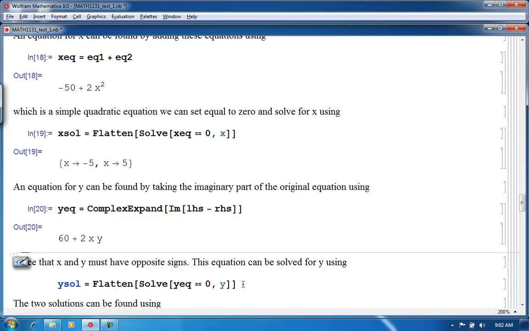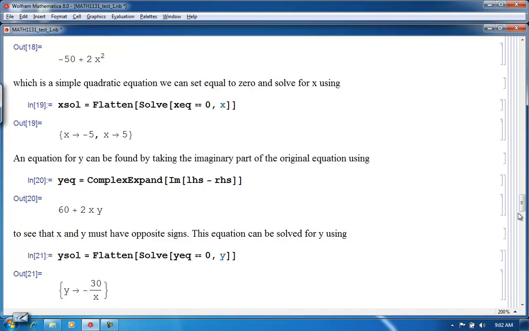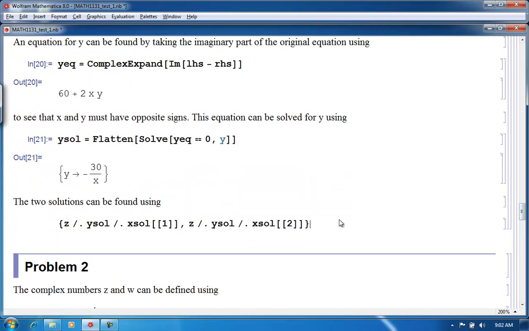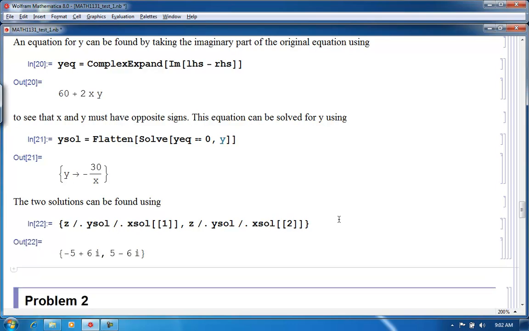So we solve that equation for y. It's quite simple. And then we substitute in the values we've found for x, and these are the two solutions to the problem, namely minus 5 plus 6i and 5 minus 6i. So that's the solution to problem 1.